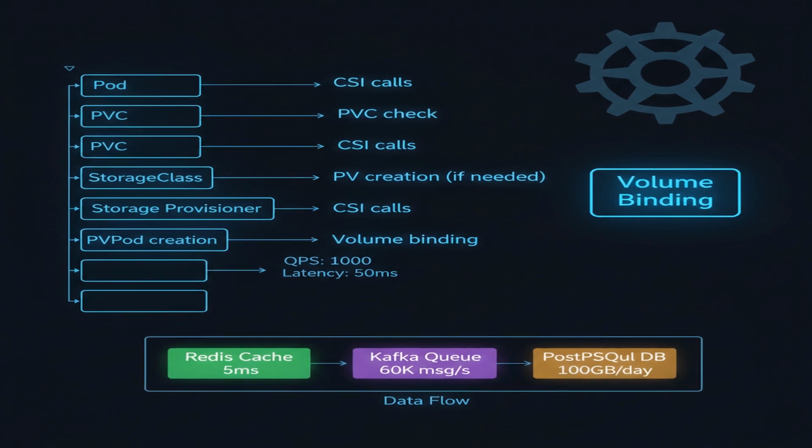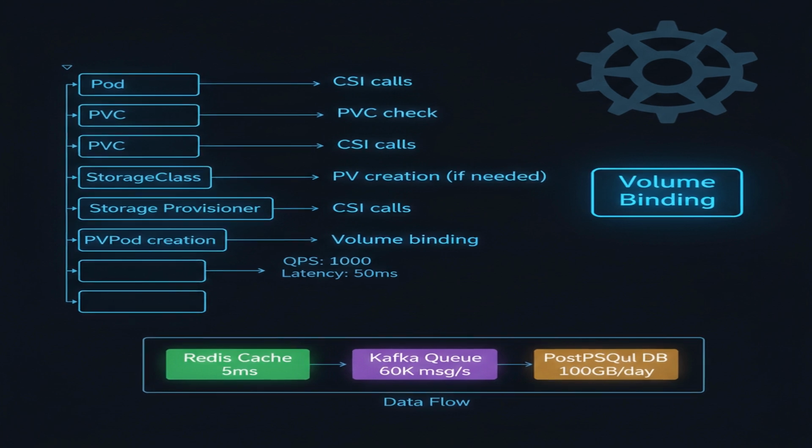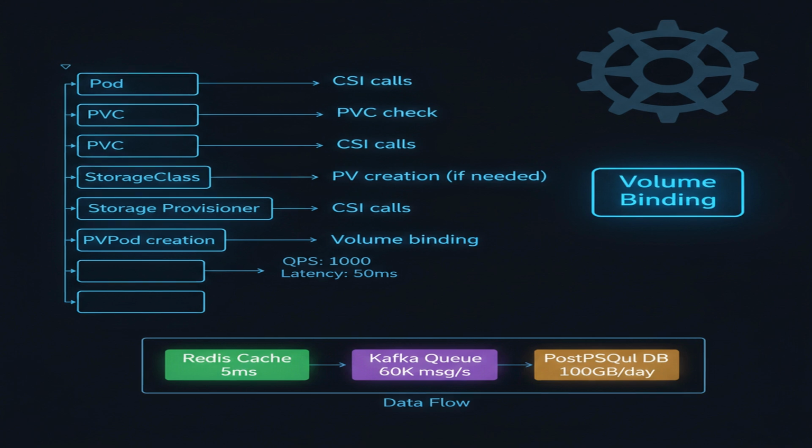Claim policies, like retain or delete, determine what happens to the PV when the PVC is deleted. The default is delete, which means the PV and its data are also deleted. The retain policy preserves the PV, which is useful for debugging or data recovery.